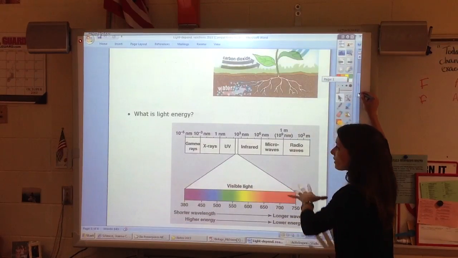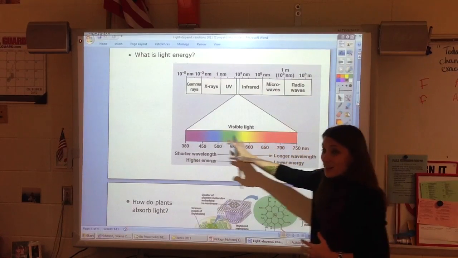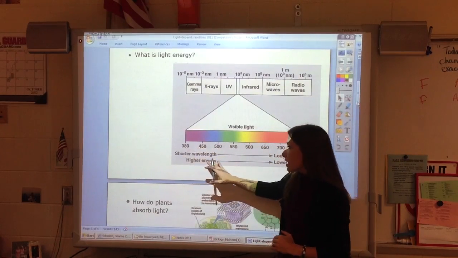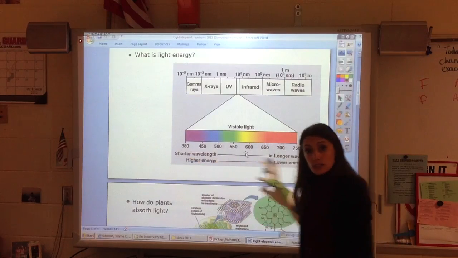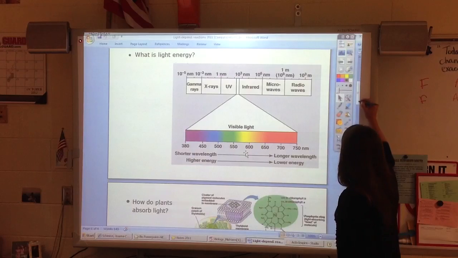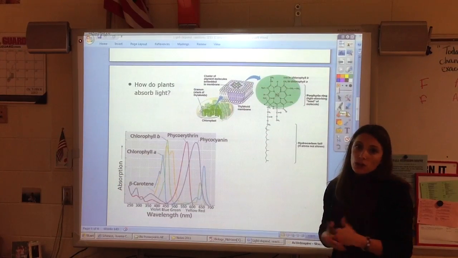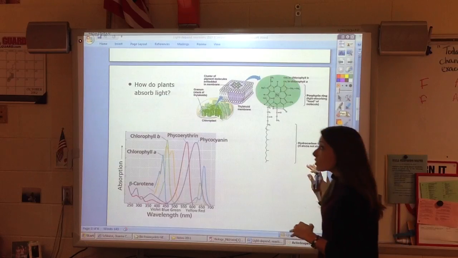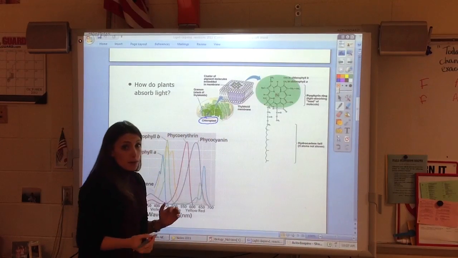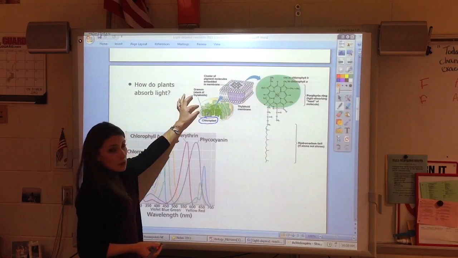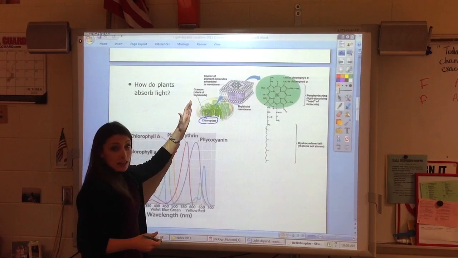And so we then talked about what is light energy and the idea that not all energy is equal, that we have some that is higher in energy, some that is lower in energy. We've got this whole spectrum of energy. And so then we looked at, well, what is the structure that plants have to help them absorb light? And so the structure is called the chloroplast. This is the double membrane bound organelle found in some plant cells, the ones that get light.